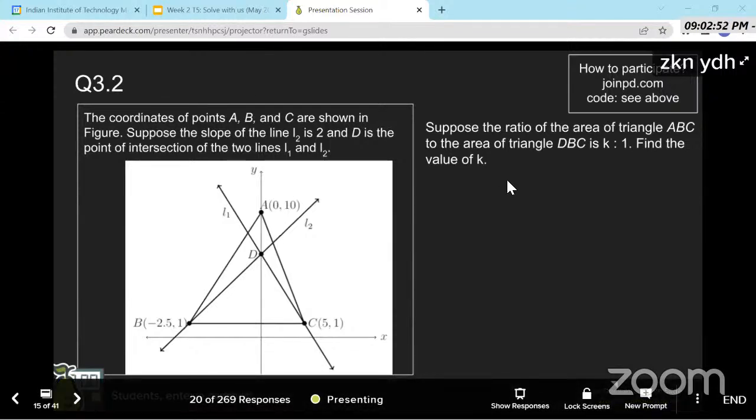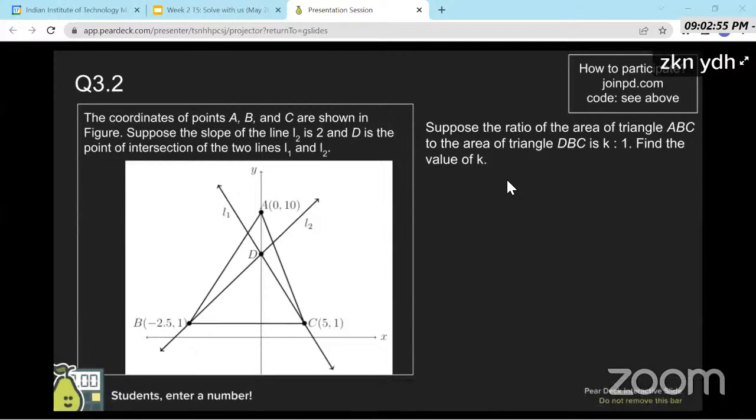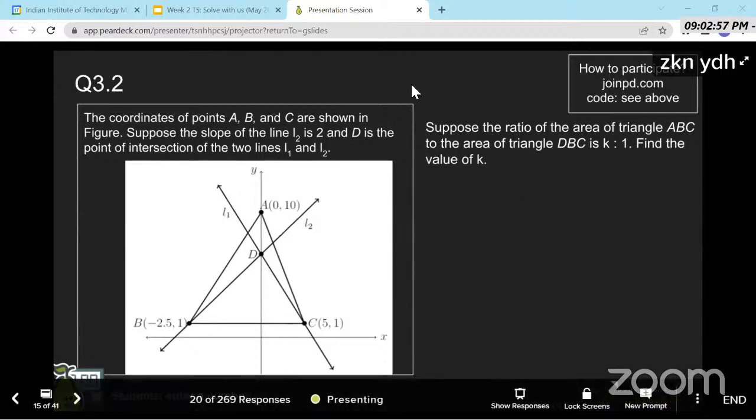So, those who haven't done it, take another 2 minutes and try to solve this. Now please tell me. Yes.